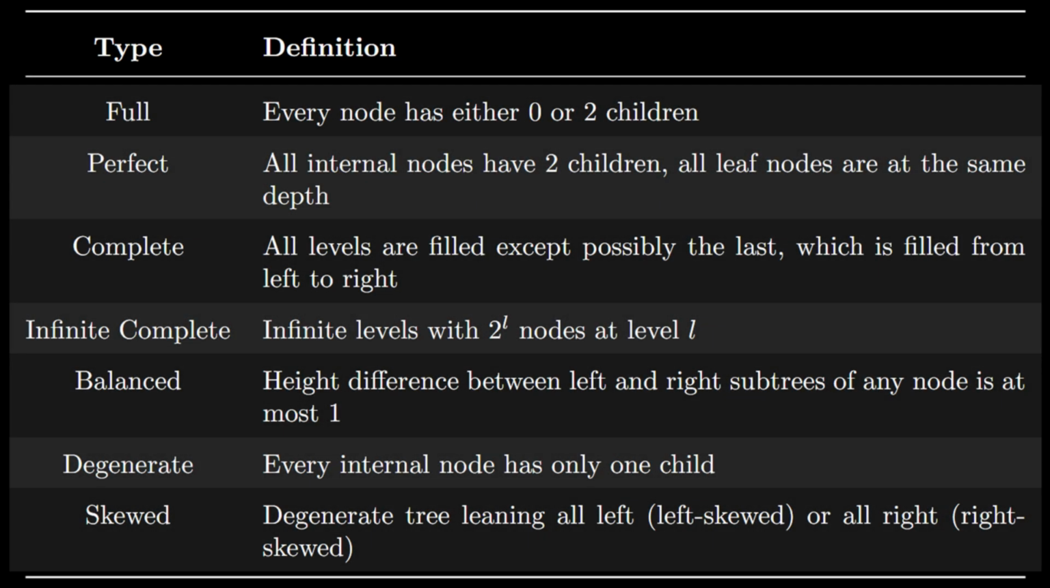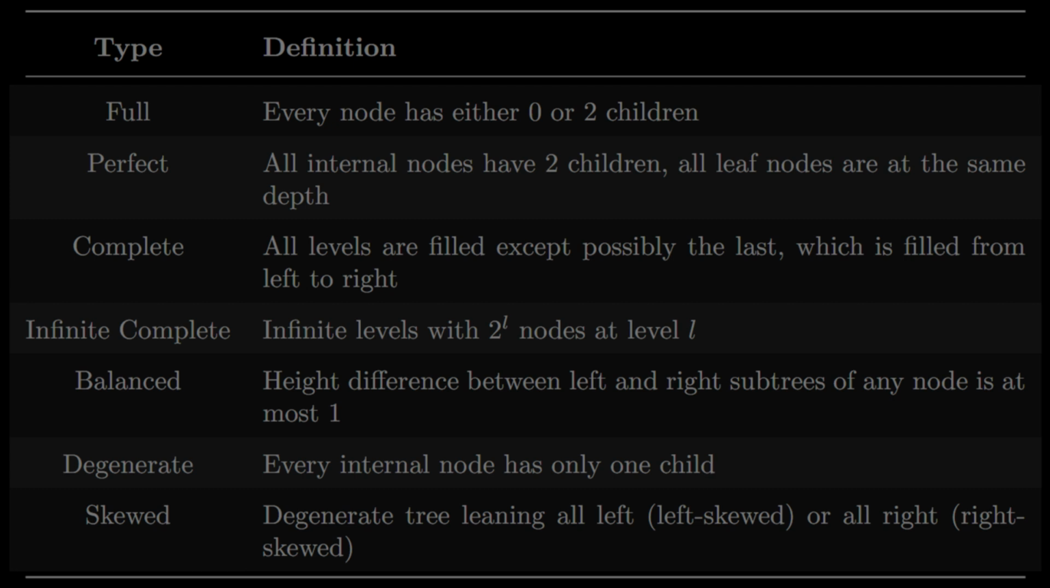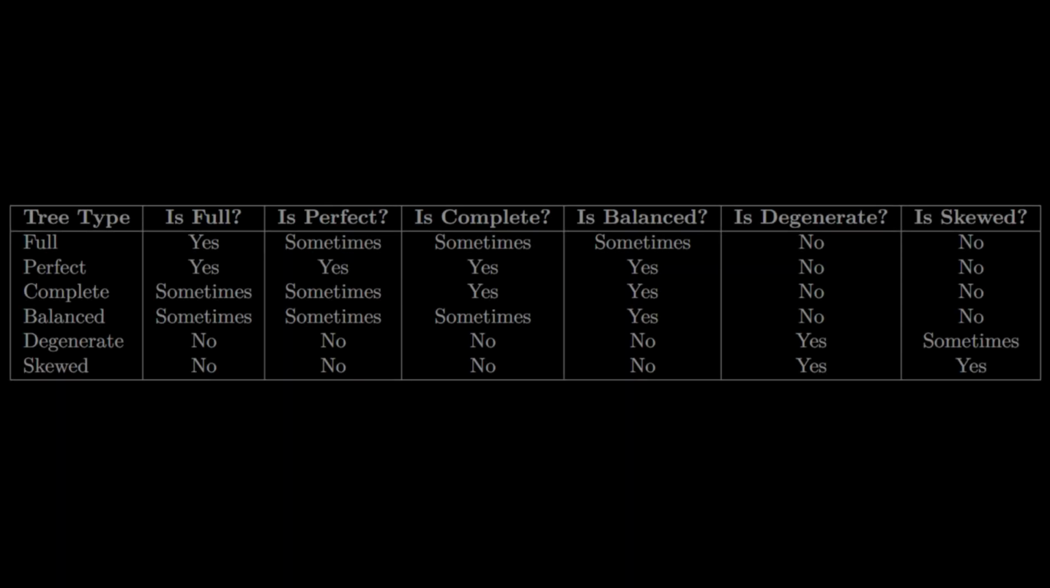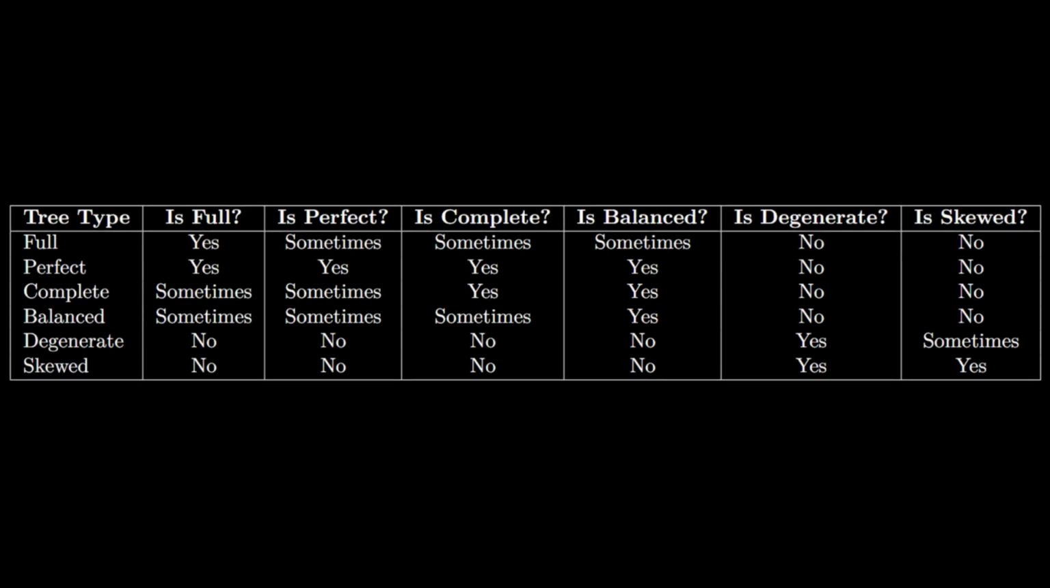Now that we have seen the different structural types of binary trees, like full, perfect, complete, and so on, it helps to step back and look at how these categories relate to each other. Some of these categories are nested. For example, every perfect binary tree is also full and balanced. But not every full tree is perfect, and not every balanced tree is full.